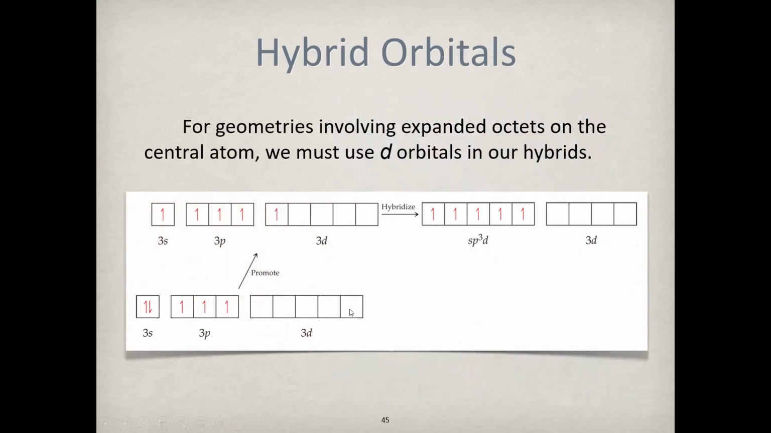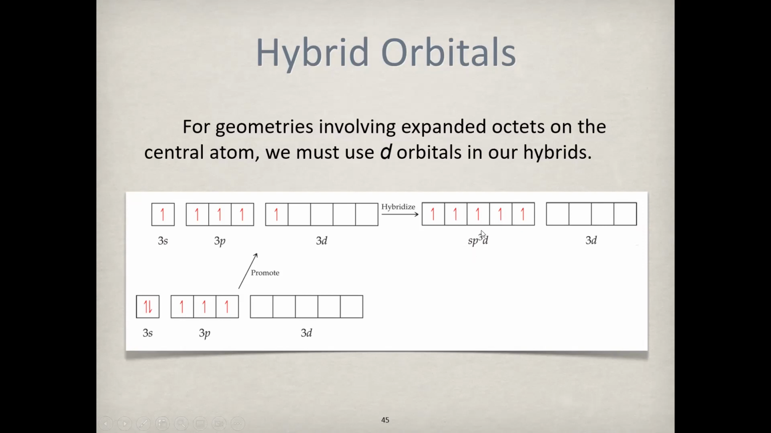And then once we expand the octet, now we're going to have to do kind of the same thing, but we're going to have to include the d orbitals. So in this case, this would be the configuration for phosphorus, actually, because we're looking at 3s and 3p, and we're halfway through that 3p orbital. But now if we're going to exceed the octet, what we're going to do is take one of those s electrons, promote it all the way to the 3d block. And now we've got 5 singly occupied orbitals, excuse me.